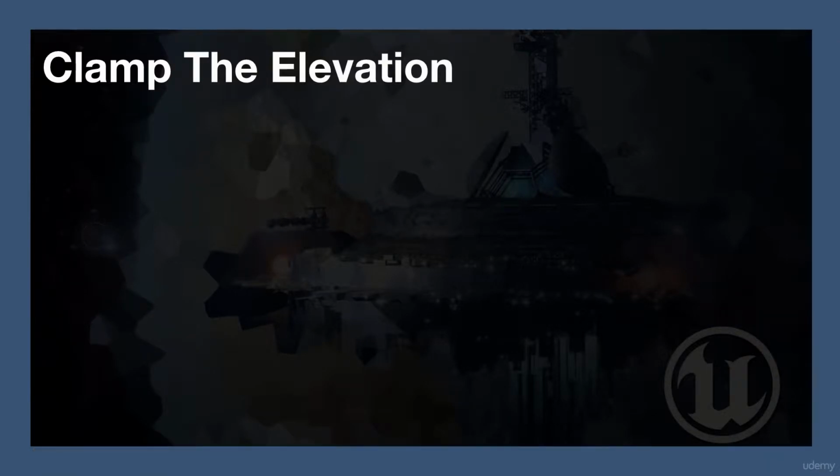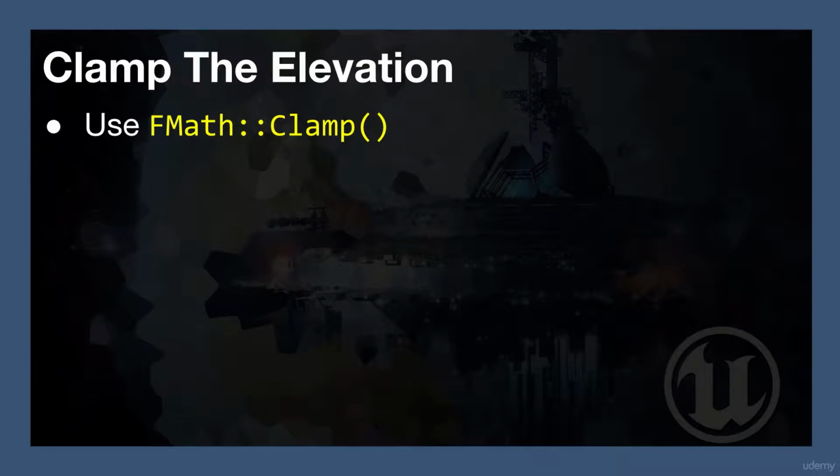I want you to clamp the elevation. You're going to use a method called FMath::Clamp. Now, why is it a double colon? A couple of videos ago, I did something with a similar syntax. That's a static method. Static methods basically are things that are completely functional. It means that this method is going to spit out a return value and not mutate or change anything. So it's pretty easy to use.